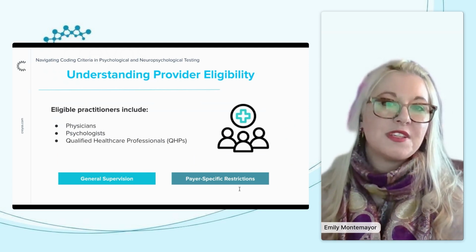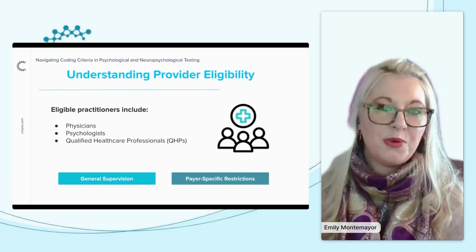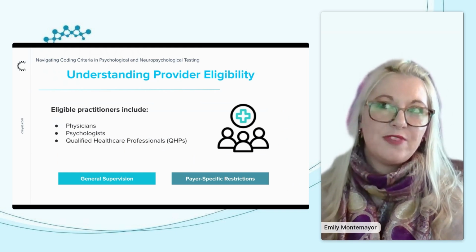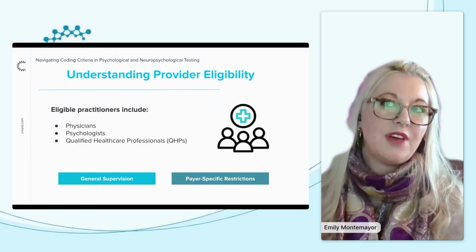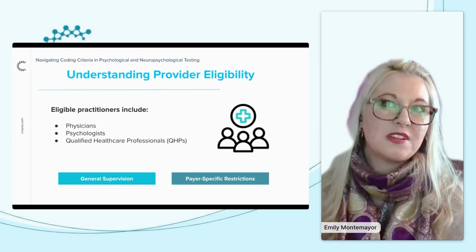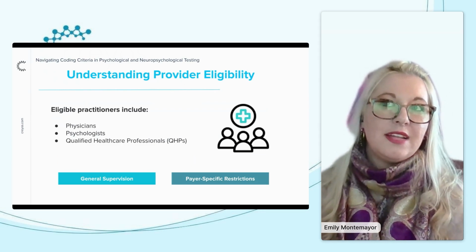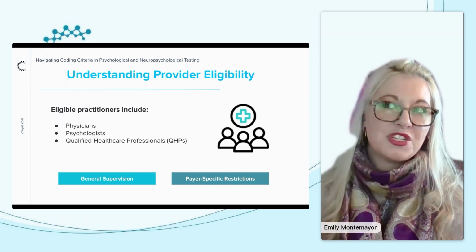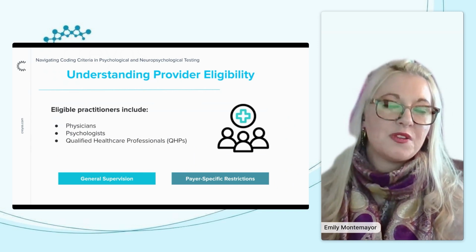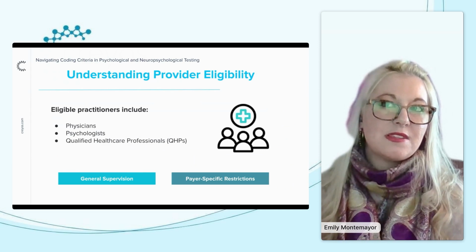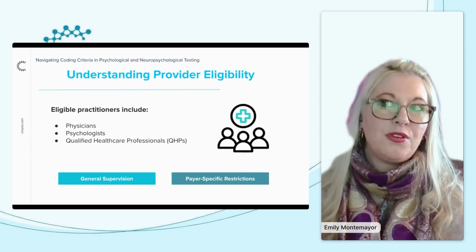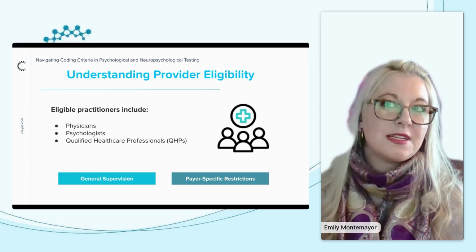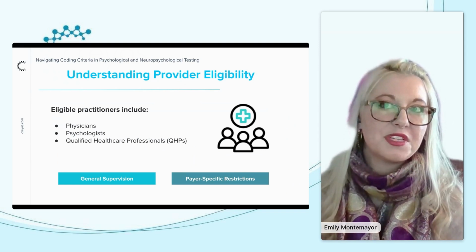evaluations. Non-physician qualified healthcare professionals, or QHPs, such as nurse practitioners, clinical nurse specialists, or physician assistants, can also conduct these evaluations if their scope of practice permits. In states where QHPs must collaborate with a supervising physician, general supervision is often sufficient for reporting these services. General supervision means that the service is provided under the overall direction and control of a physician, but the physician does not need to be physically present during the procedure or service.